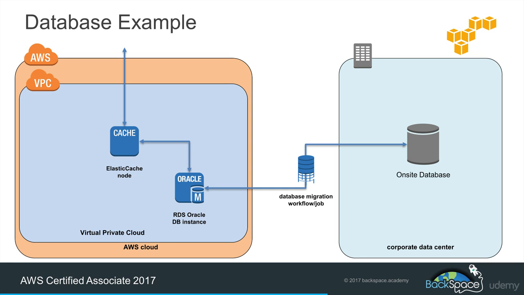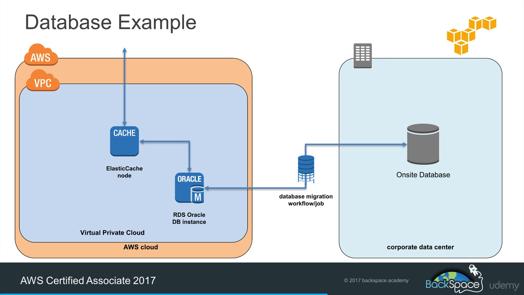So a very quick database example here. I've got AWS on the left and an on-premises corporate data center on the right. We've got an on-site database there that we want to synchronize with Amazon RDS, where I've just got here an Oracle database. It could be anything that we want, basically. But it is a synchronizing service, and it could be for disaster recovery or whatever.